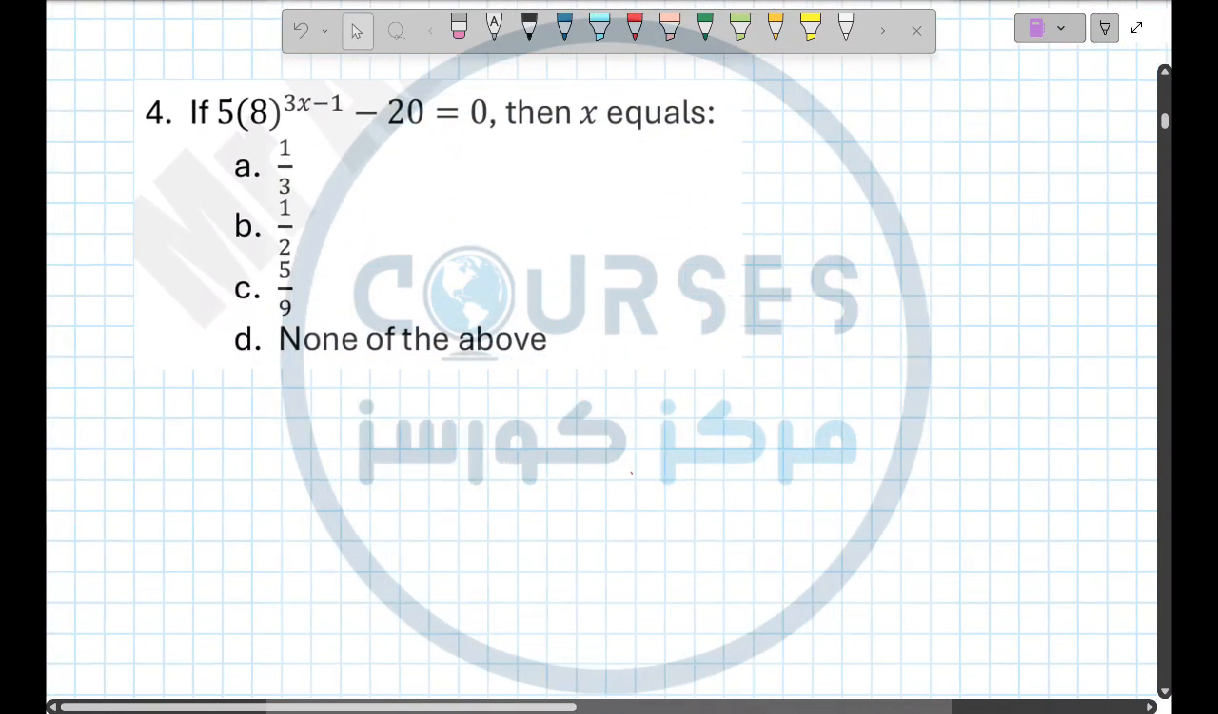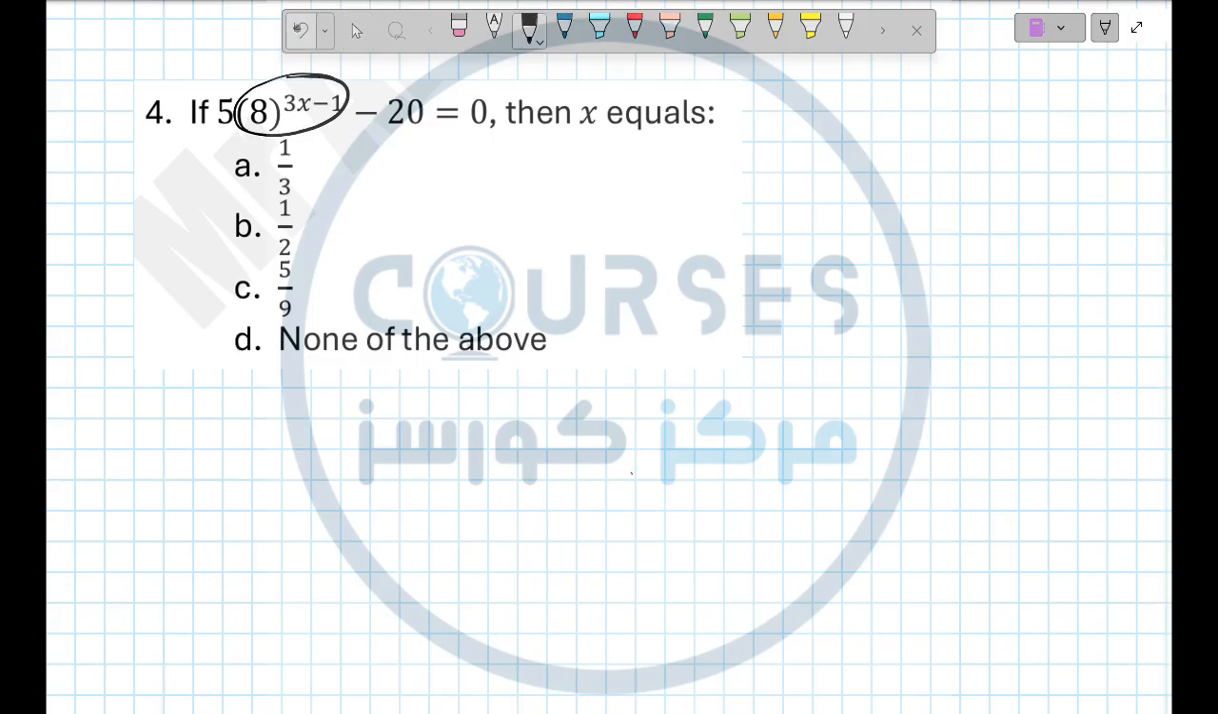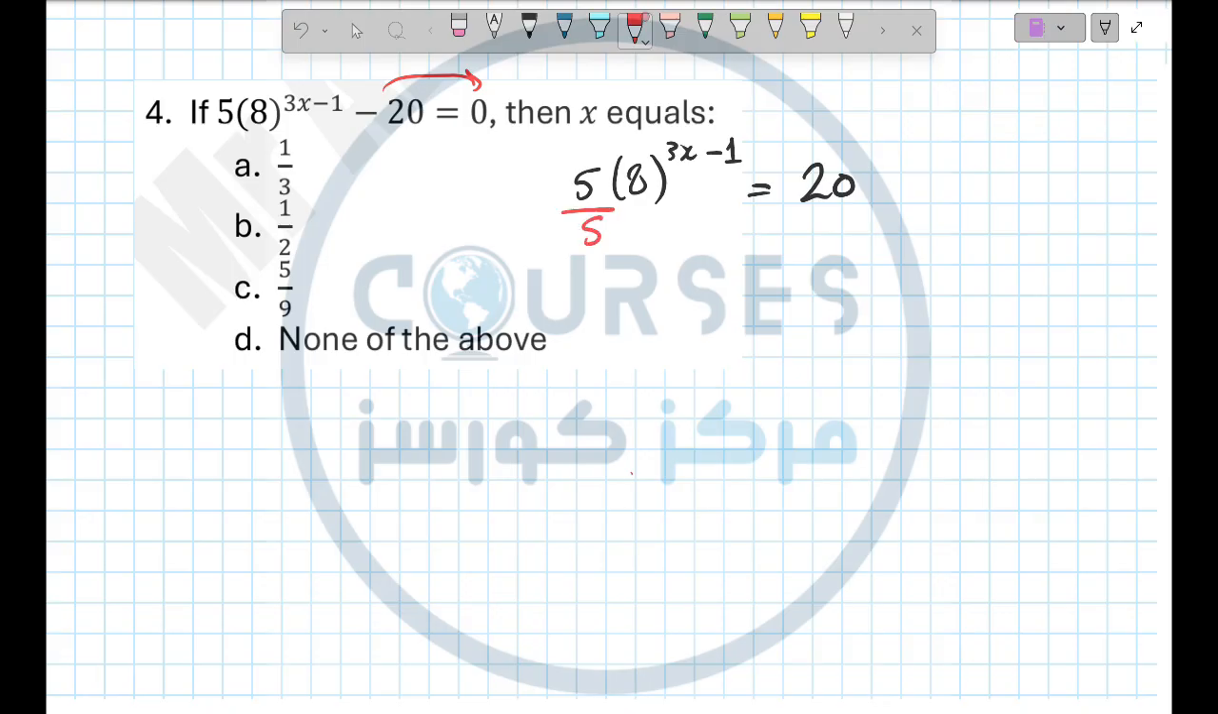Okay, this is an exponential equation, so I need to make the power of the number with the exponent alone. Okay, let's move this -20 to the other side. So our equation will be 5 times 8 to the power of 3x minus 1 is equal to +20. We can now divide by 5, divide by 5. So we will have 8 to the power of 3x minus 1 equals 20 over 5, which is 4.